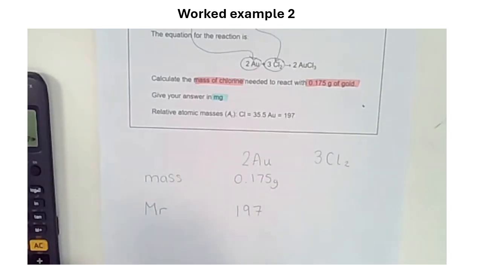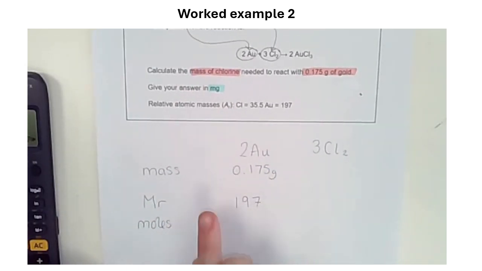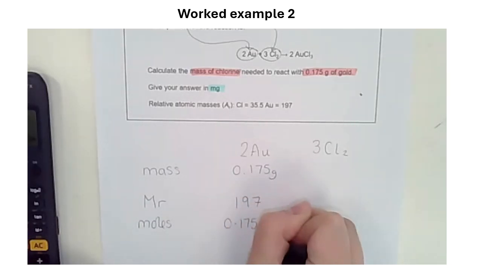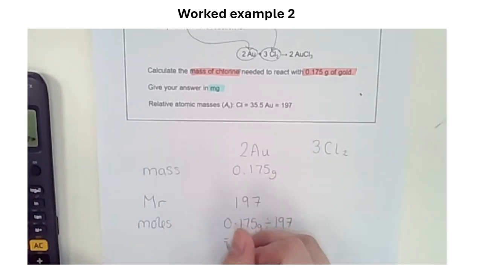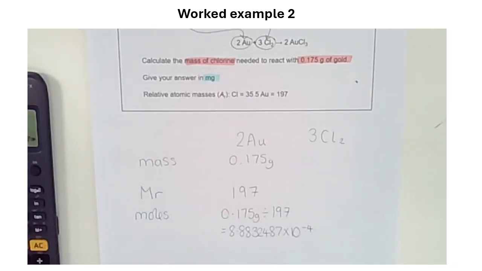I am then going to calculate my moles. Now moles is going to be equal to the mass divided by the relative formula mass, which is going to give me 0.175 divided by 197, which gives me a value of 8.8832487 times 10 to the minus 4. Again, that is not everything on my calculator, but I need to write a huge amount of it because we do not round until the very end.